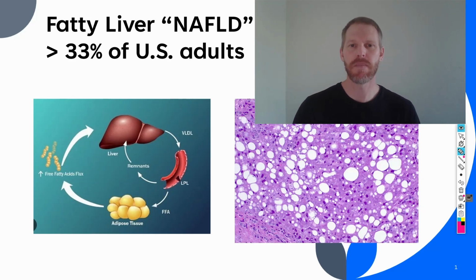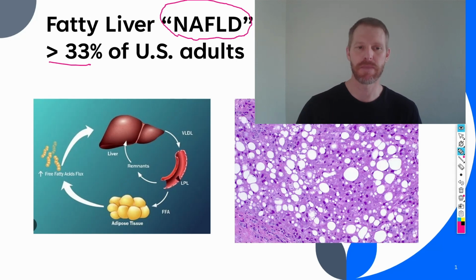Wanted to talk about something that over a third of U.S. adults suffer with. It's called fatty liver disease, non-alcoholic form, not related to alcohol. Some of the studies say that 50% of adults will have fatty liver disease in this country. So the question is, how does it develop?